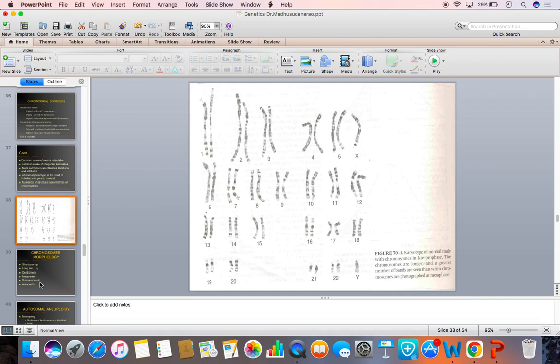Look at this particular picture showing the karyotype. Look at the chromosomes 1, 2, 3, 4, 5, 6. In this, the X chromosome, and there is the Y chromosome. This is the karyotype of a normal male.